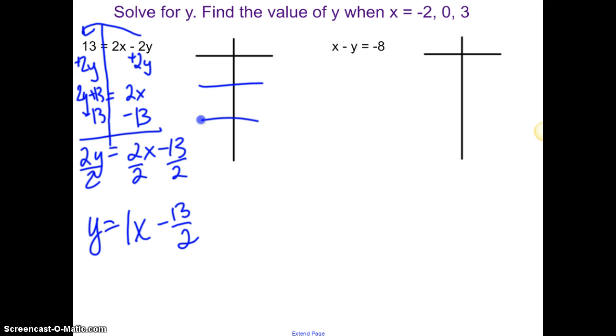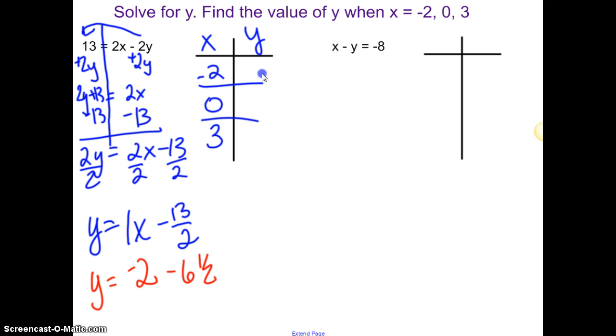So now this says over here, when x is negative 2, 0, and 3. So what do you do with that? Well, this negative 2, we're going to plug it in right there. So y equals negative 2, because it's 1 times negative 2, minus 13 halves. Now, just to be nice, I'm going to make that into 6 1/2. Negative 2, negative 6 1/2, negative 8 1/2, so that I can graph it. Could I have left it as negative 17 halves? Yep, but for graphing, it's going to be nicer.